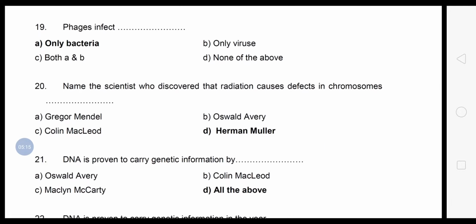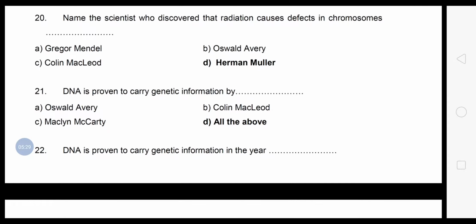Phages infect bacteria. Bacteriophages infect only bacteria because phages are kind of viruses only. Okay. Name the scientist who discovered that radiation causes defects in chromosomes. Radiation genetics was studied by Hermann Muller. For this he got a Nobel Prize also.